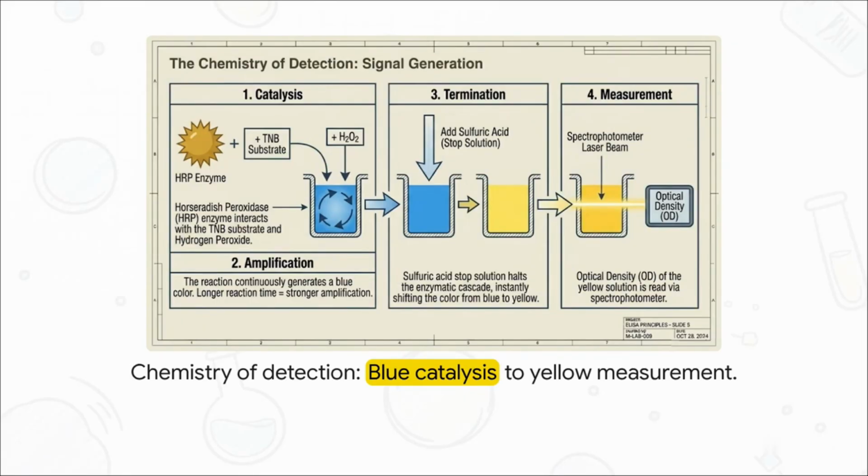Commonly, a horseradish peroxidase, or HRP, enzyme is attached to the antibody. When you add TMB substrate and hydrogen peroxide, the enzyme triggers this continuous catalytic reaction that generates a vivid blue color. And the longer you let it run, the stronger that blue signal gets. Once you're ready, you instantly terminate the reaction by dropping in sulfuric acid. That chemically shifts the color, straight from blue to a bright, easily readable yellow.